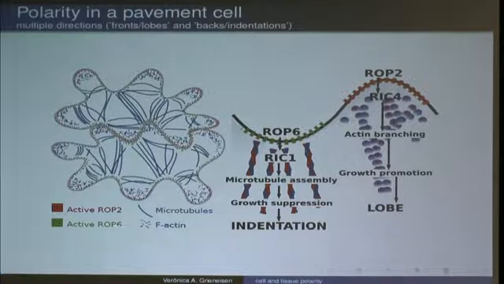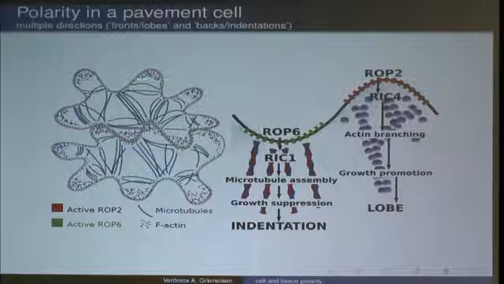There are two classes here. Basically, I'm just going to call one ROP2 and the other ROP6. But if you don't want to remember these names, the red one is just the front, and the green one is the back, okay? Sometimes they refer to these as A and B. So if you're from the animal field, think about this as CDC42 and Rac, and this as Rho, okay?